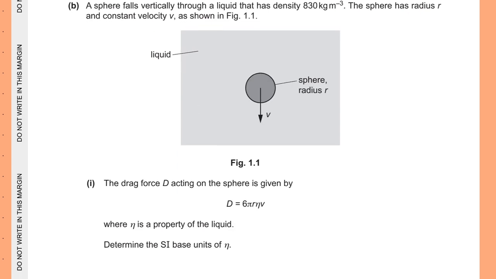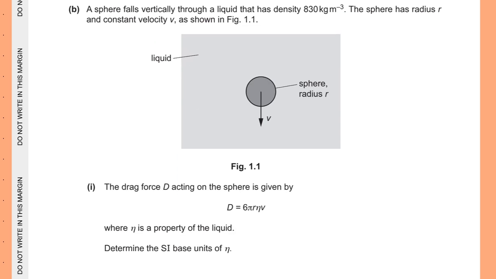Part B, a sphere falls vertically through a liquid that has a density of 830 kg per meter cube. The sphere has radius r and constant velocity v as shown. Now in questions you must be picking up on this word. Constant velocity basically means, in the context of forces, that there is no acceleration, and by Newton's second law there is no resultant force either.